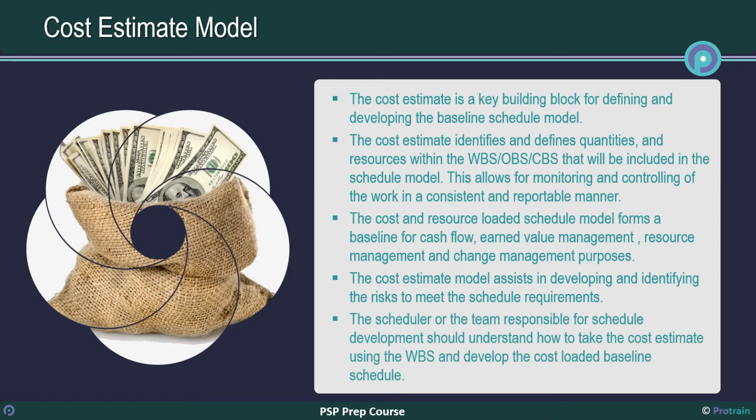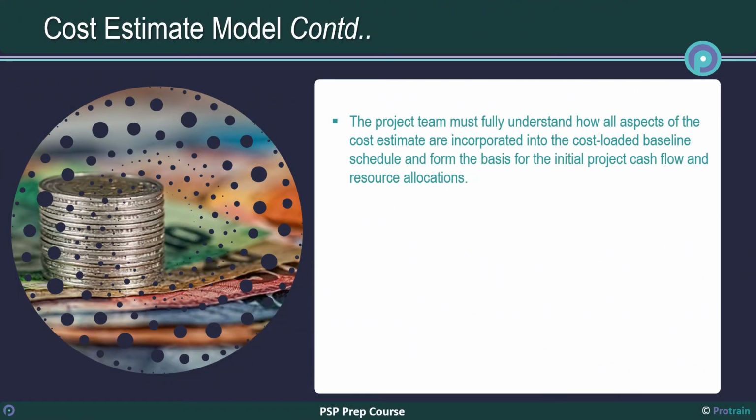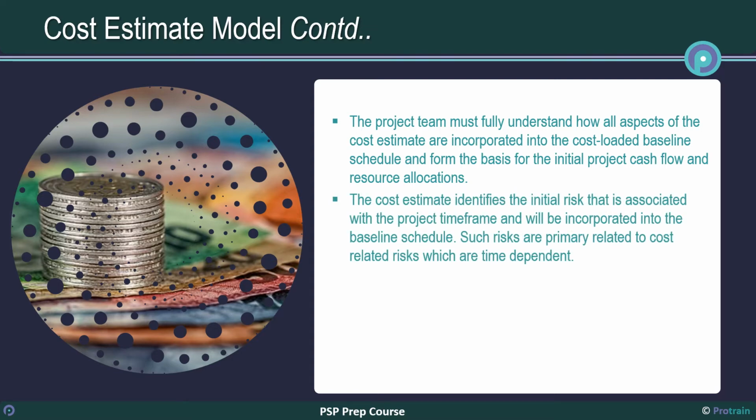The scheduler or the team responsible for schedule development should understand how to take the cost estimate using the WBS and develop the cost-loaded baseline schedule. The project team must fully understand how all aspects of the cost estimate are incorporated into the cost-loaded baseline schedule and form the basis for the initial project cash flow and resource allocations. The cost estimate identifies the initial risk that is associated with the project timeframe and will be incorporated into the baseline schedule. Such risks are primarily related to time-dependent cost-related risks, such as the availability of resources, cost escalation, etc.